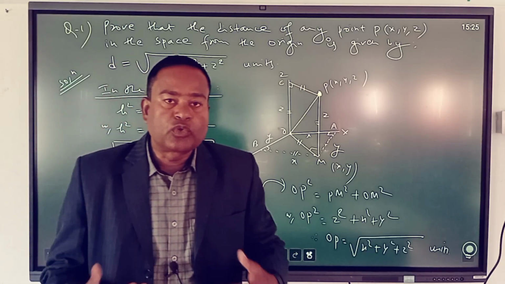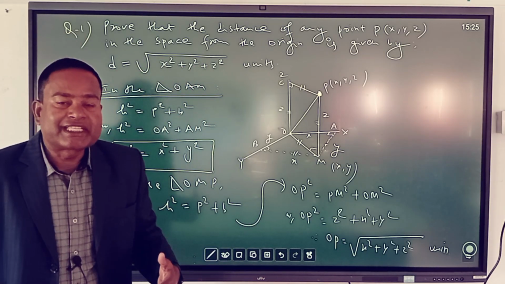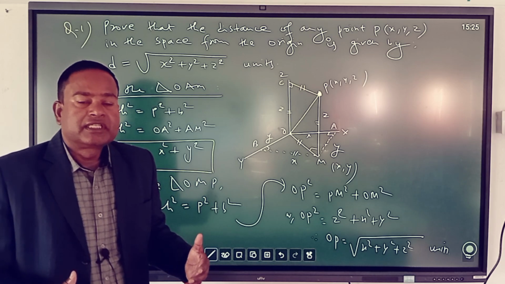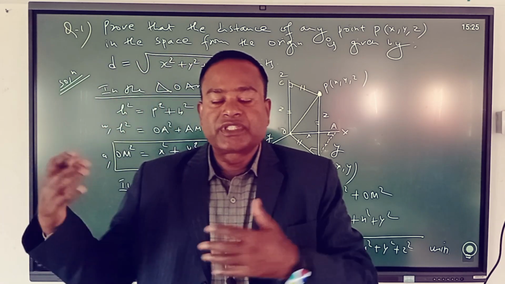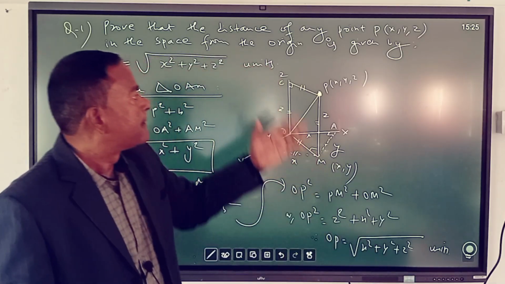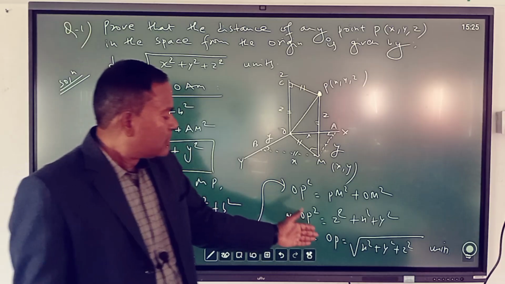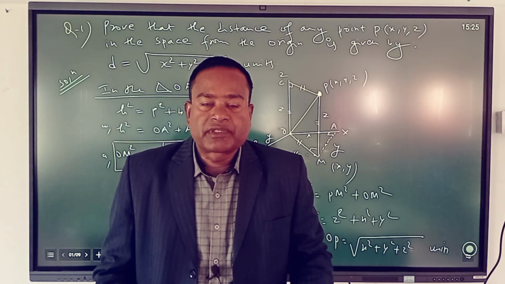So dear students, I hope that you have understood how to prove the distance of any point P(x, y, z) in this space from the origin, which is equal to root x square plus y square plus z square.